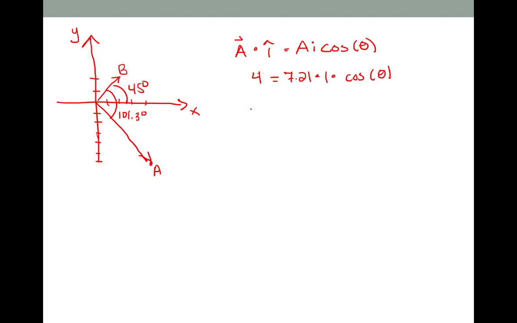Working that out gives that this angle is 56.3 degrees. So that would be from the x-axis down to A, 56.3 degrees. 56.3 plus 45 is indeed 101.3 degrees. This concludes this portion of Unit 7.